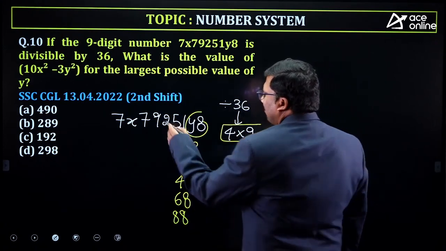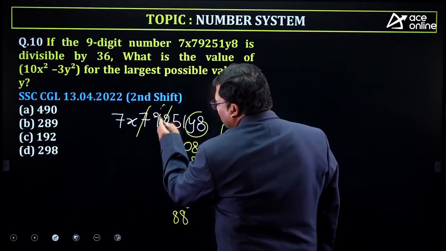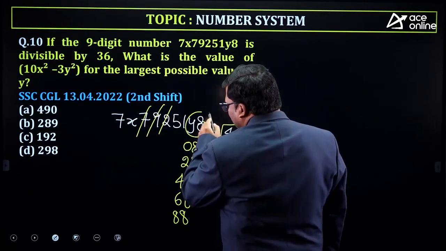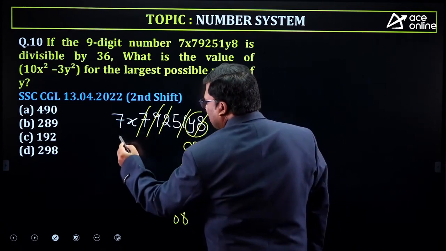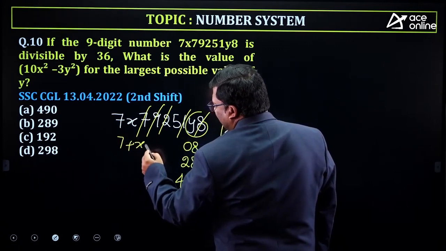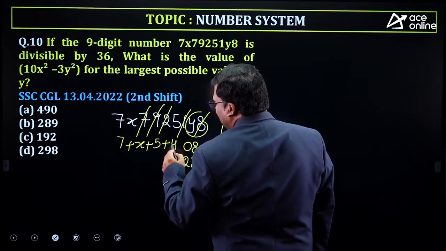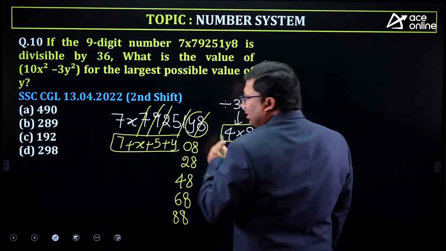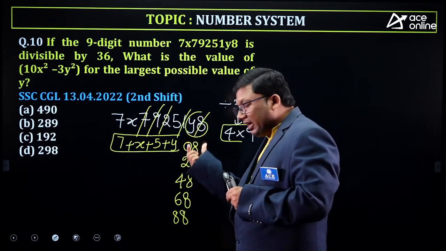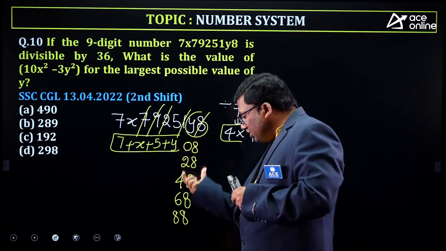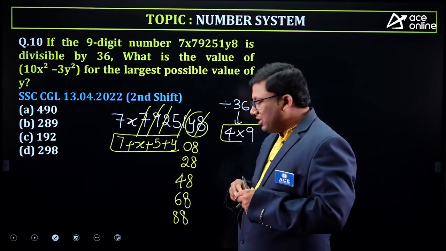The sum of the digits should be divisible by 9. 7 plus 2, 9, we will remove. 9 also we will remove. 8 plus 1 also we will remove. What is left over, sir? Here it is 7, then x is left over, then 5 is left over, then y is left over. Are you all with me? For it to be divisible by 4, the last two digits should be 08, 28, 48, 68, 88.